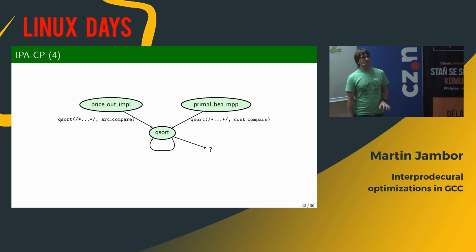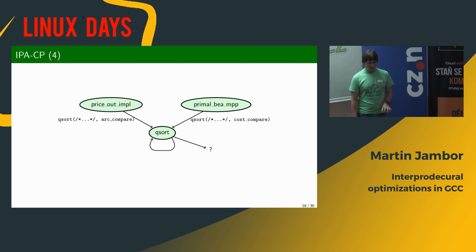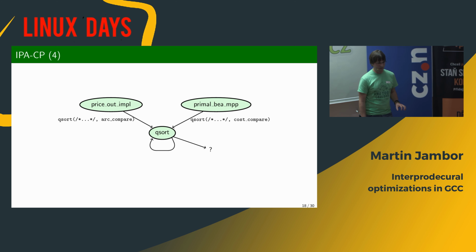One interesting example where this particular optimization matters a lot comes from benchmark MCF, also from SPEC 2017, where this benchmark spends a lot of time in quicksort. And it has two callers of quicksort, and they sort different things. So they pass a different comparator function to quicksort. And it turns out it is really super useful to inline this comparator function, so either arc compare or cost compare, to the quicksort itself.